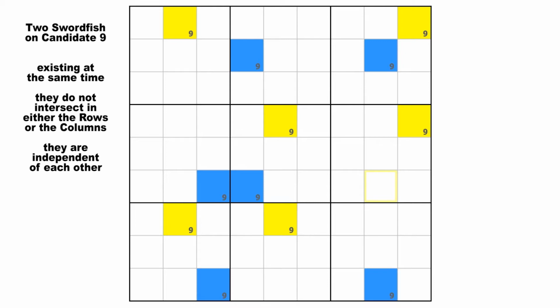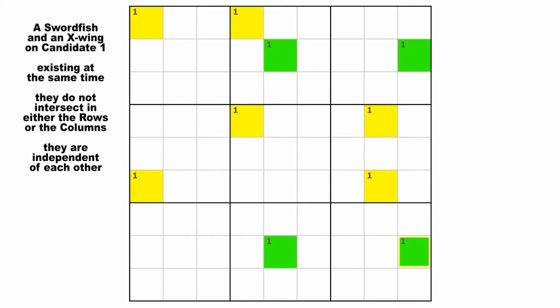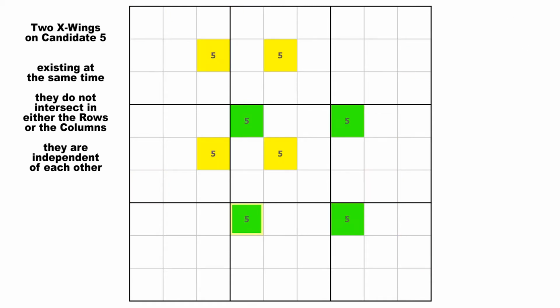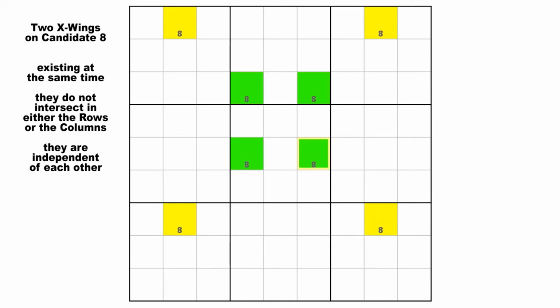And you can also have a swordfish and an X-wing, which is also a fish pattern, existing at the same time, like this. The yellow squares are a swordfish, and the green squares are an X-wing, and they do not intersect with each other. And then you can also have 2 X-wings existing at the same time. On candidate 5, the yellow squares are one X-wing, and the green squares are another X-wing. And here it can also look like this. The yellow squares are an X-wing, and the green squares are another X-wing that exist independently of each other in the same puzzle.